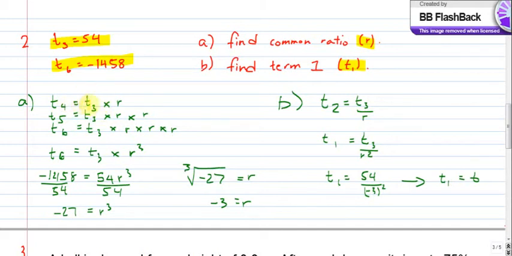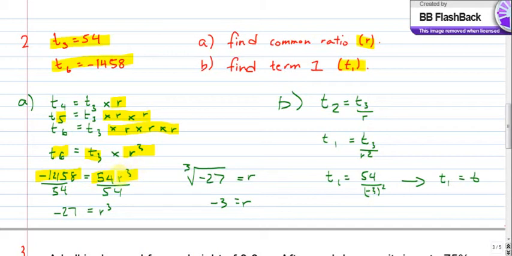Now, if you think logically, to get to term 4 from term 3, you have to multiply by the ratio once. To get to term 5 from term 3, you have to multiply by the ratio twice. And to get to term 6, which is what we're looking for, from term 3, you have to multiply by the ratio 3 times. So the formula we get is, to get term 6, you multiply term 3 by the ratio 3 times, which is just T3 times r cubed. So let's fill in the information. T6 is negative 1,458. T3 is 54, and then we have r cubed.